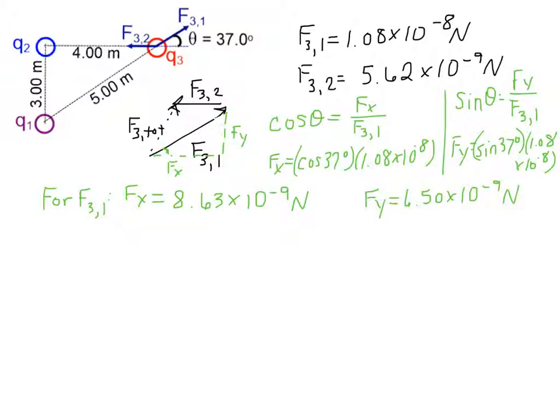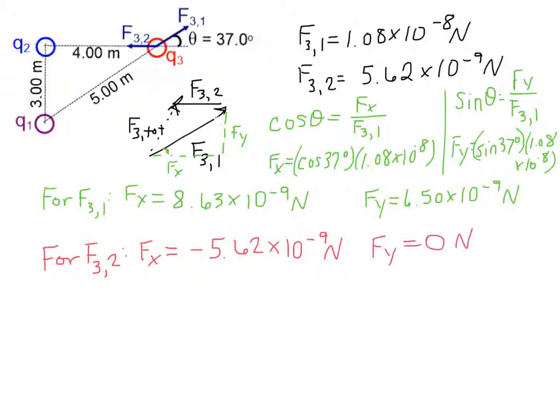Now let's look at the second force vector, between charges 3 and 2. That would be this one. For this force vector, you can see that there's only an x component. So the entire force is the x component, right here. For the force between charges 3 and 2, I have 5.62 times 10 to the negative 9 newtons, and I'm going to put a negative sign because it's going in the negative x direction.